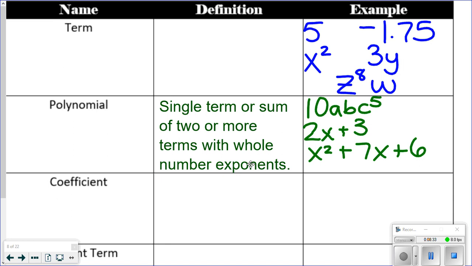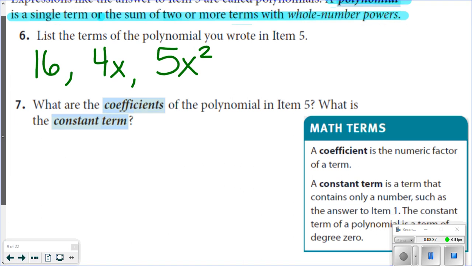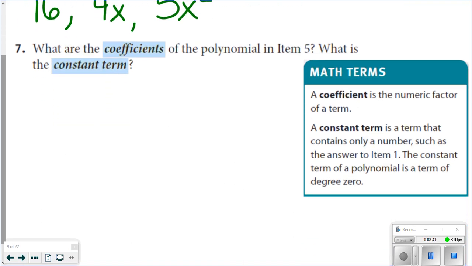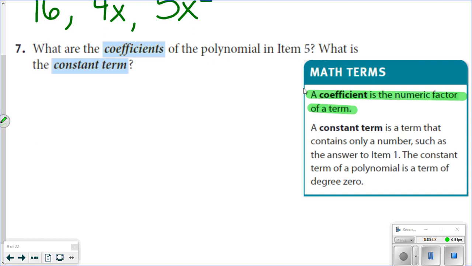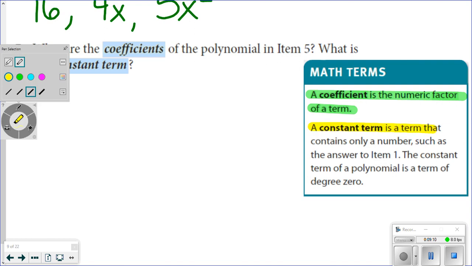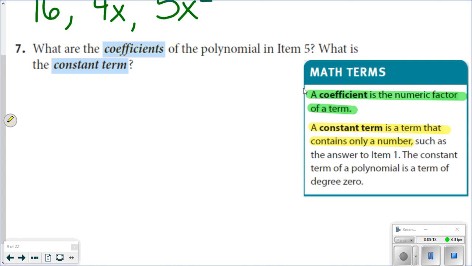All right, a coefficient. Question 7 says, what are the coefficients of the polynomial from question 5, and what is the constant term? So if we look at the math term box, they tell us that a coefficient, and I've used this term before, it's the numeric factor of a term, or I say it's the number in front of the variable. A constant term is a term that contains only a number. Just like our very first answer from this lesson, it was 16. Okay, so a constant term is just a number by itself, no variables.